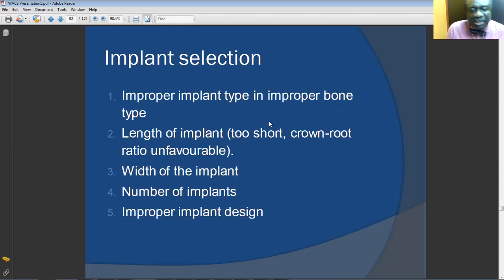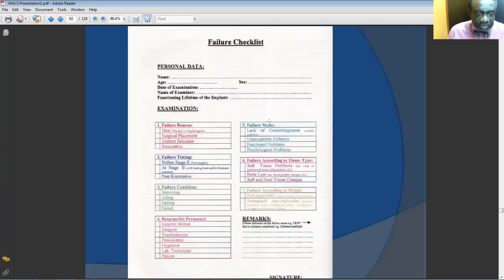And implant selection: improper implant type or improper type of bone can lead to failure. And if the implant is too short, it can lead to failure. And then too wide an implant can lead to failure. And then you need to consider the number of the implants, the width of the implant, and the proper design for the implant you have chosen.